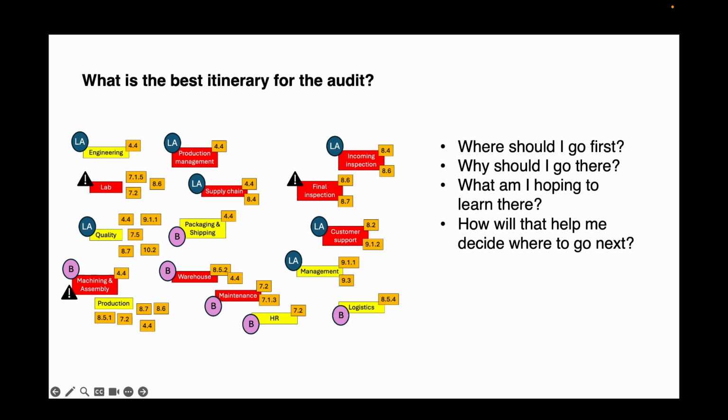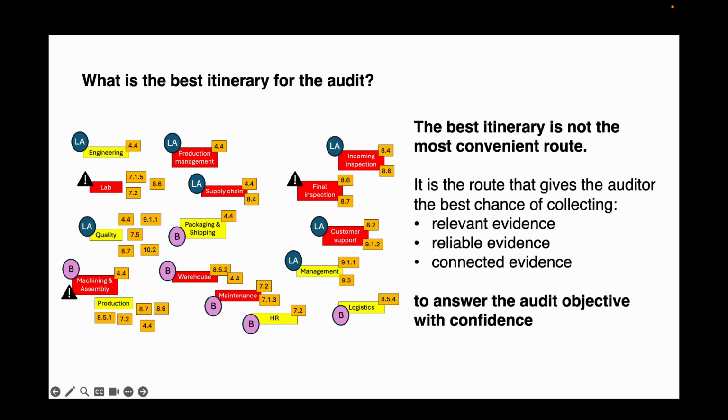And the first thing I want to say is this: there is no universally best route through an organization. The best itinerary is not the most convenient route. It's not the route that follows the organization chart. And it's not the route people use just because they used it last year. No, the best itinerary is the one that gives me the best chance of collecting relevant evidence, reliable evidence, and connected evidence, so I can answer the audit objective with confidence. Remember, in lesson 1, everything starts with the audit objective.